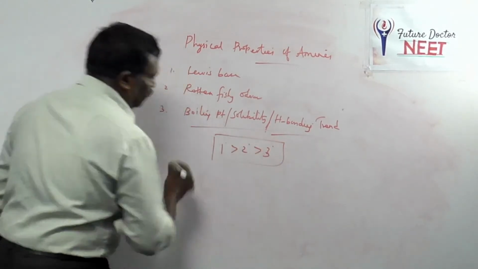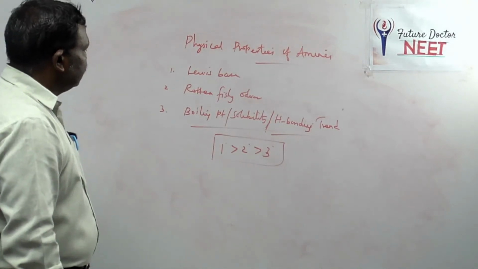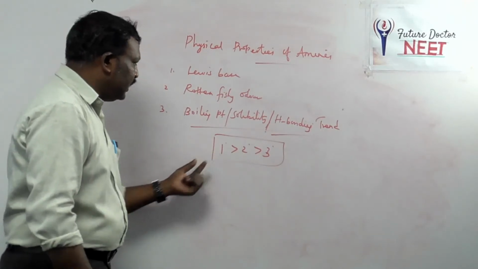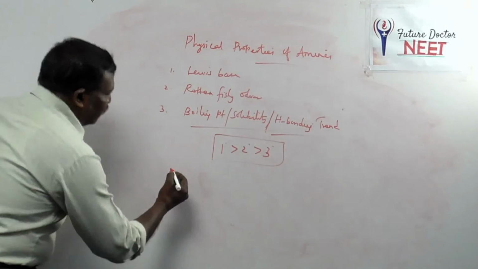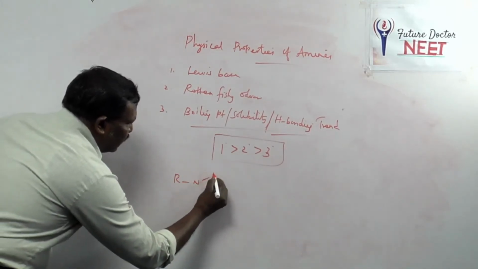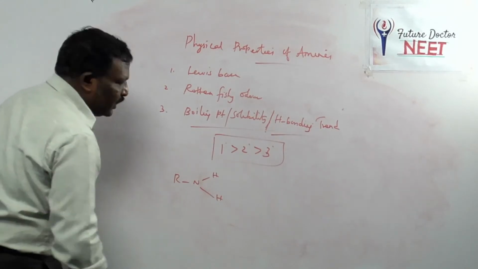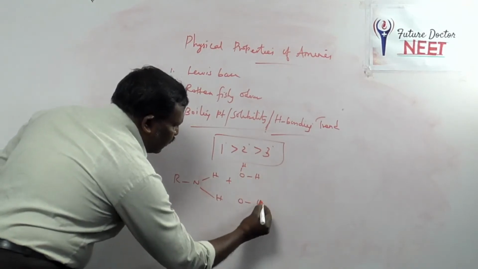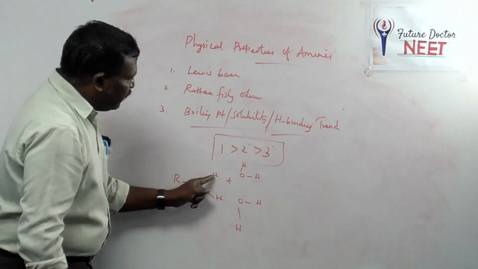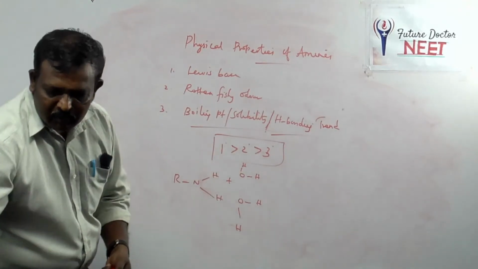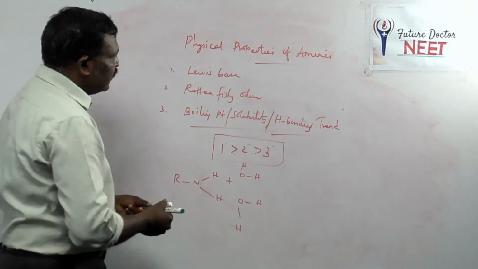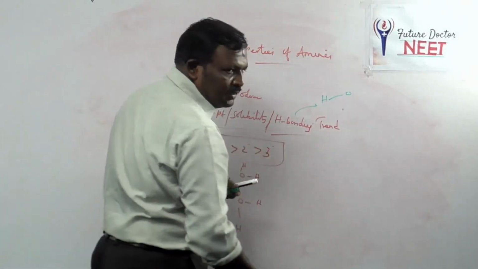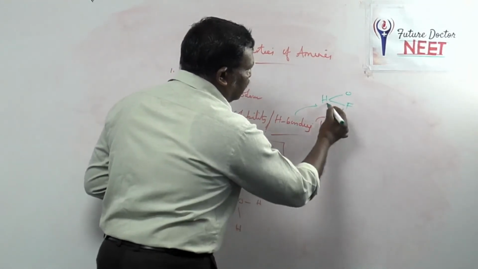Just copy them. What's the meaning of this? Who is having high boiling point? Primary. Because primary only has, I put like this, R-NH2. If you add water, what happens? If you add water, primary only can make how many hydrogen bonds with water? What is hydrogen bonding? First of all, you should know. What is hydrogen bonding? Bond between hydrogen and oxygen, or sometimes fluorine, or sometimes nitrogen.